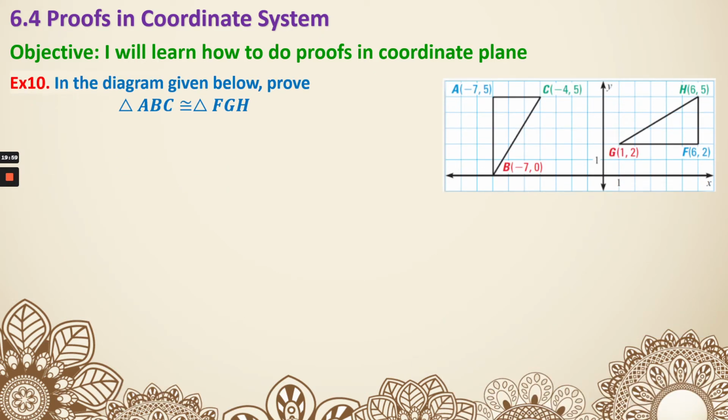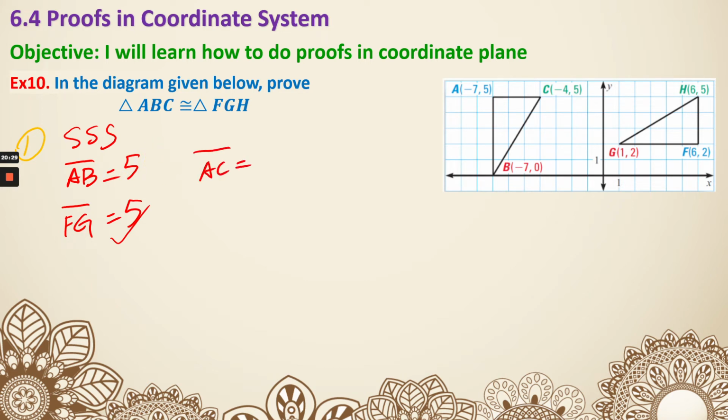Example 10. We're trying to prove triangles are congruent. You have several ways to prove. One, you can actually use side, side, side, which means you can find AB, which in this case is 5, and you can find the corresponding one, which is FG, that is also 5, so that's one side. Then you can find AC, which in this case is 3. The corresponding side is FH, which is also 3. You can say yes. Last one, you also need to find BC.